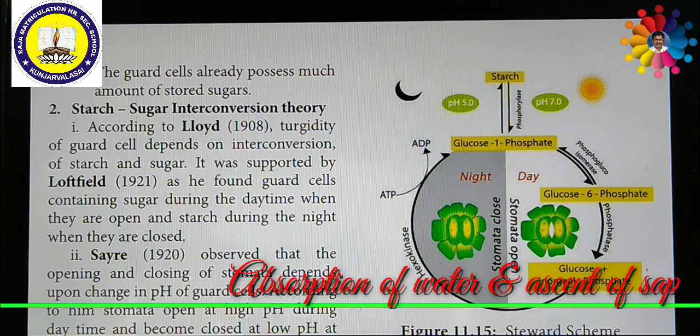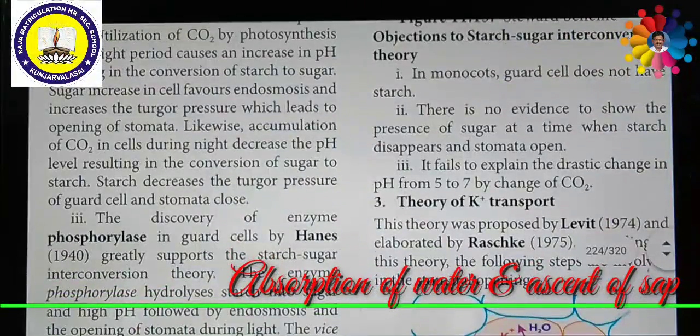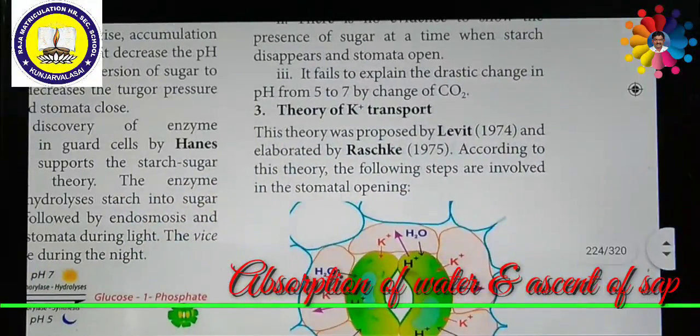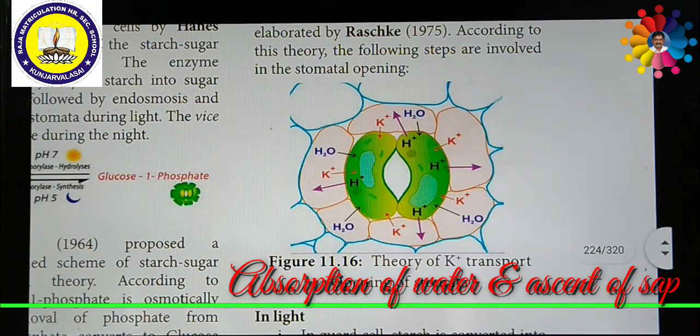So the next theory is the theory of potassium ion transport. Potassium ion transport is another important experiment which helps us understand another theory. This is called the theory of potassium transport. This theory was given by Levitt in the year 1974, and it was elaborately explained by Rothstein in the year 1975.